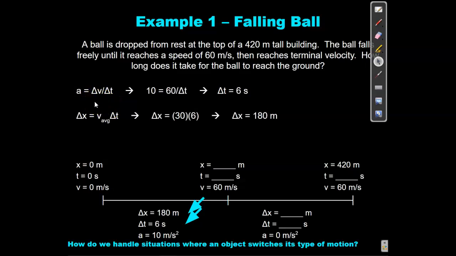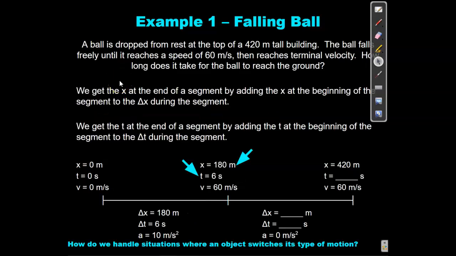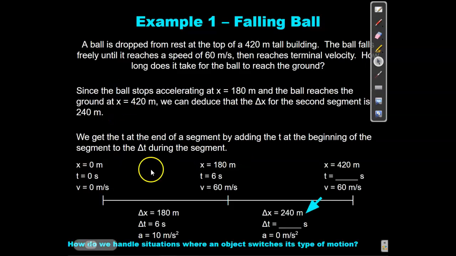So here are the solutions. You can pause this and double check your work. We get the position at the end of a segment by adding the position at the beginning of the segment to the displacement during the segment. We get the time at the end of a segment by adding the time at the beginning of the segment to the time interval during the segment. Okay, so we've got 0, 6. The time interval was 6 seconds.